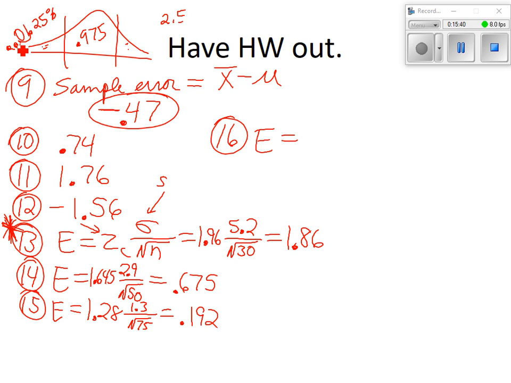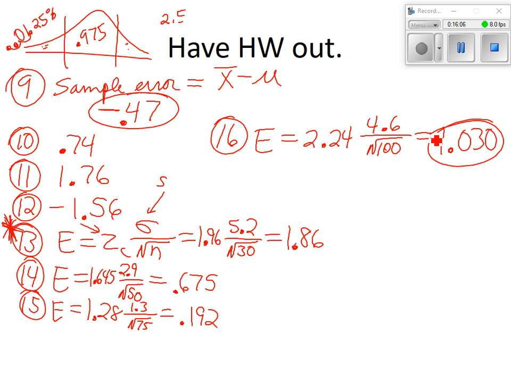2.24. But negative. It's a negative, we don't need the negative here because of what we're doing, so we just do 2.24. What they tell us S was this time. 4.6. Yeah. And what's N? 1.0304. Close enough. Everybody got all those? Yep.